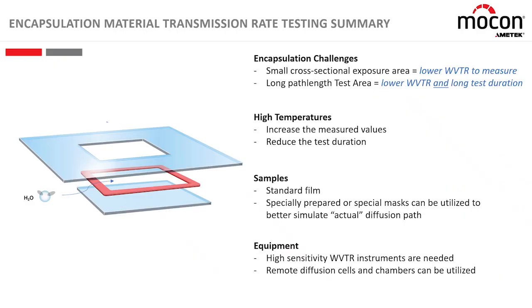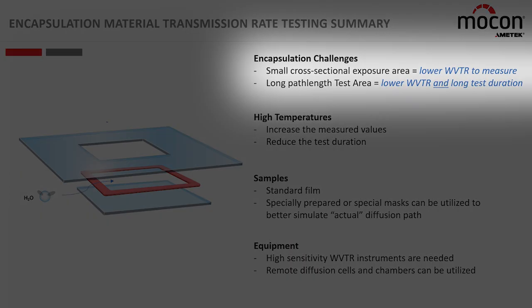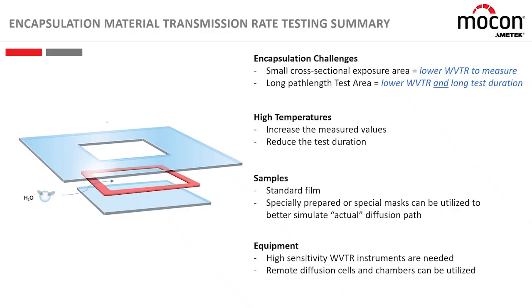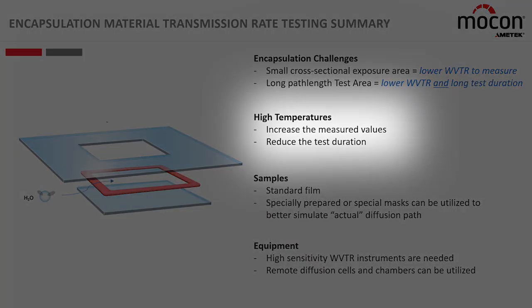So to summarize, when you look at encapsulation materials, they have more challenges than just a film test. They have a very small cross-sectional area, which leads to low water vapor transmission rates. They have a relatively long path length, which leads to low water vapor transmission rates and also long test durations. A strategy used to try to understand the mechanism of water vapor through them is to use, let's say, high temperatures, which increase the measured value.